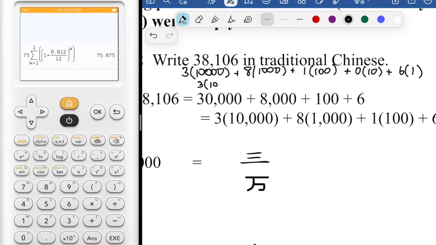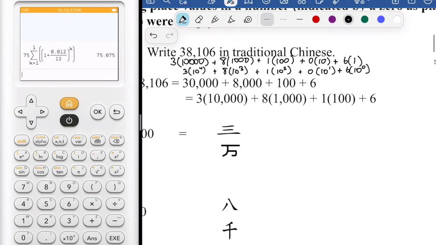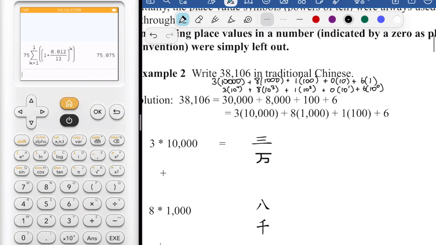All right, now if I write this as 3 times 10 to the 4th power plus 8 times 10 to the 3rd power plus 1 times 10 to the 2nd power plus 0 times 10 to the 1st power plus 6 times 10 to the 0th power, you'll see that in the explicit form, where I'm going from left to right and accounting for every single digit, every power of 10 is accounted for, starting with the power of 4 and decreasing down to a power of 0.